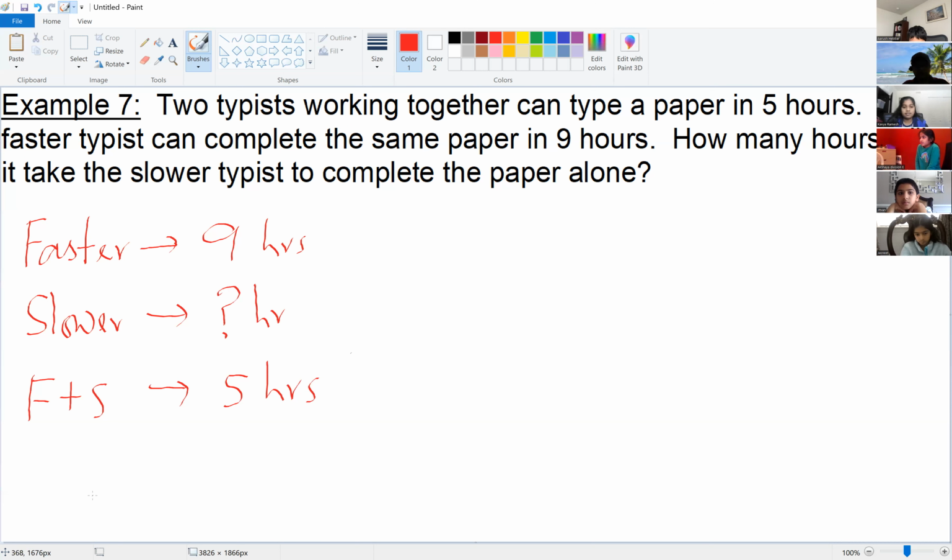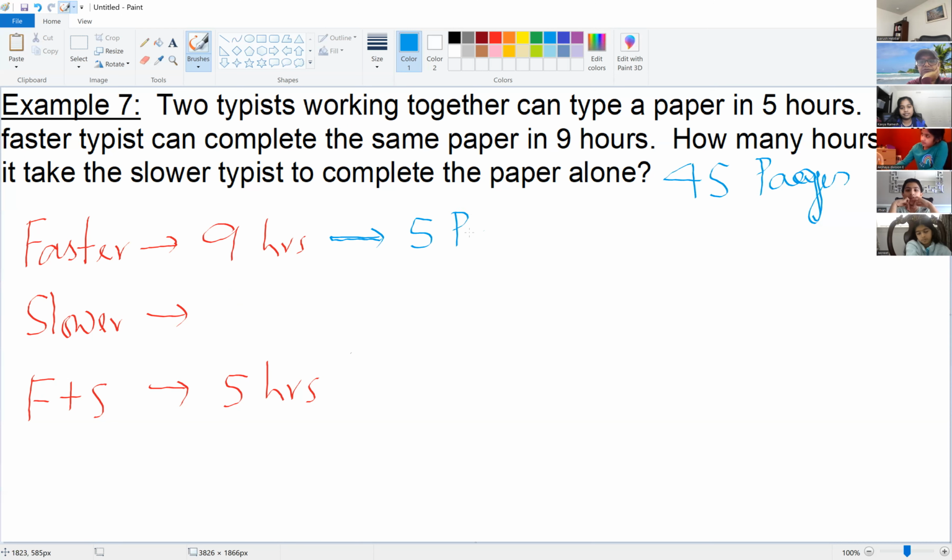What I did was I said that 1/5 equals 1/9 plus 1/x. Right. Can I use the way I was describing? What is the LCM of 5 and 9? 45. So can I say there are 45 pages to type? So that means the faster typist is typing how many pages per hour? 5 pages per hour. And together they're doing how many pages per hour? 9 pages per hour.